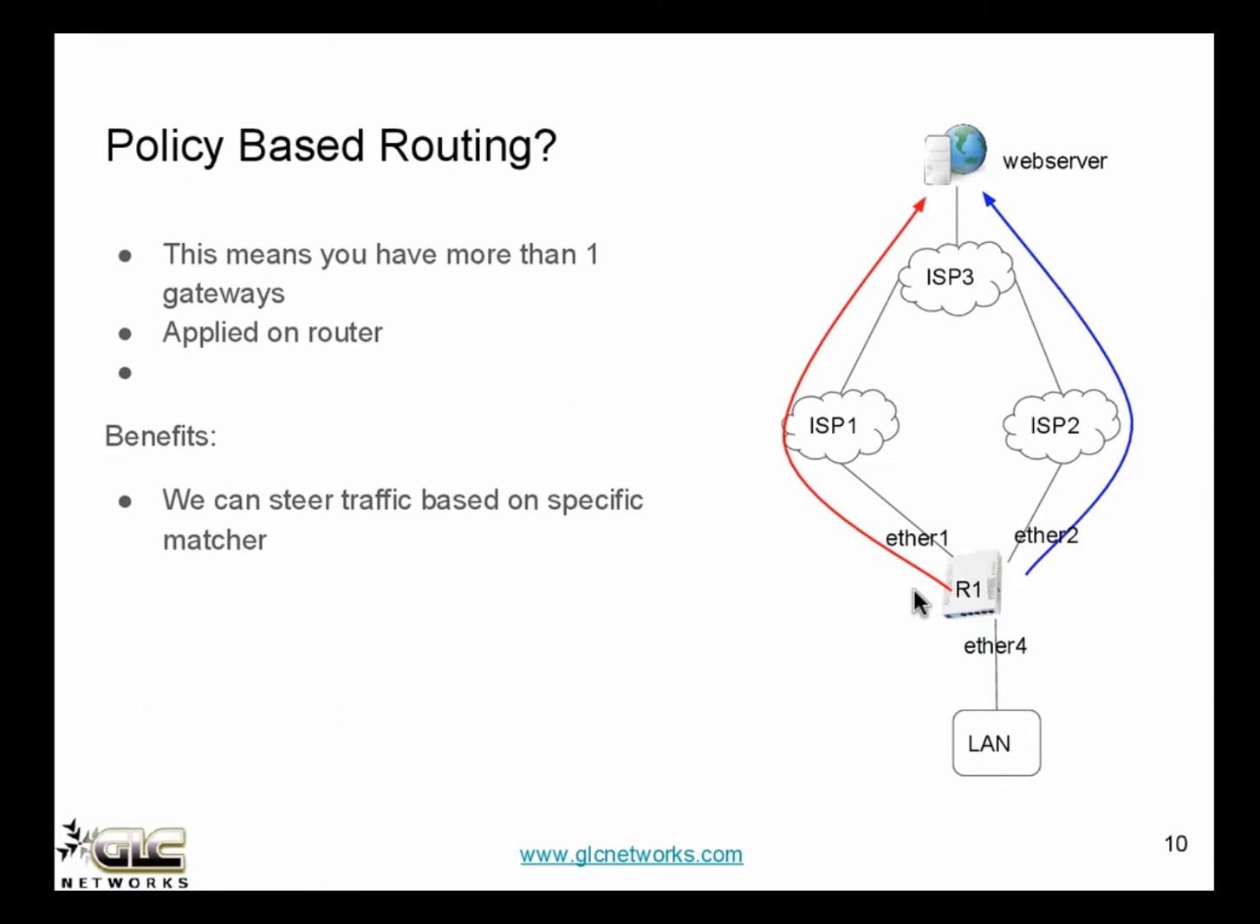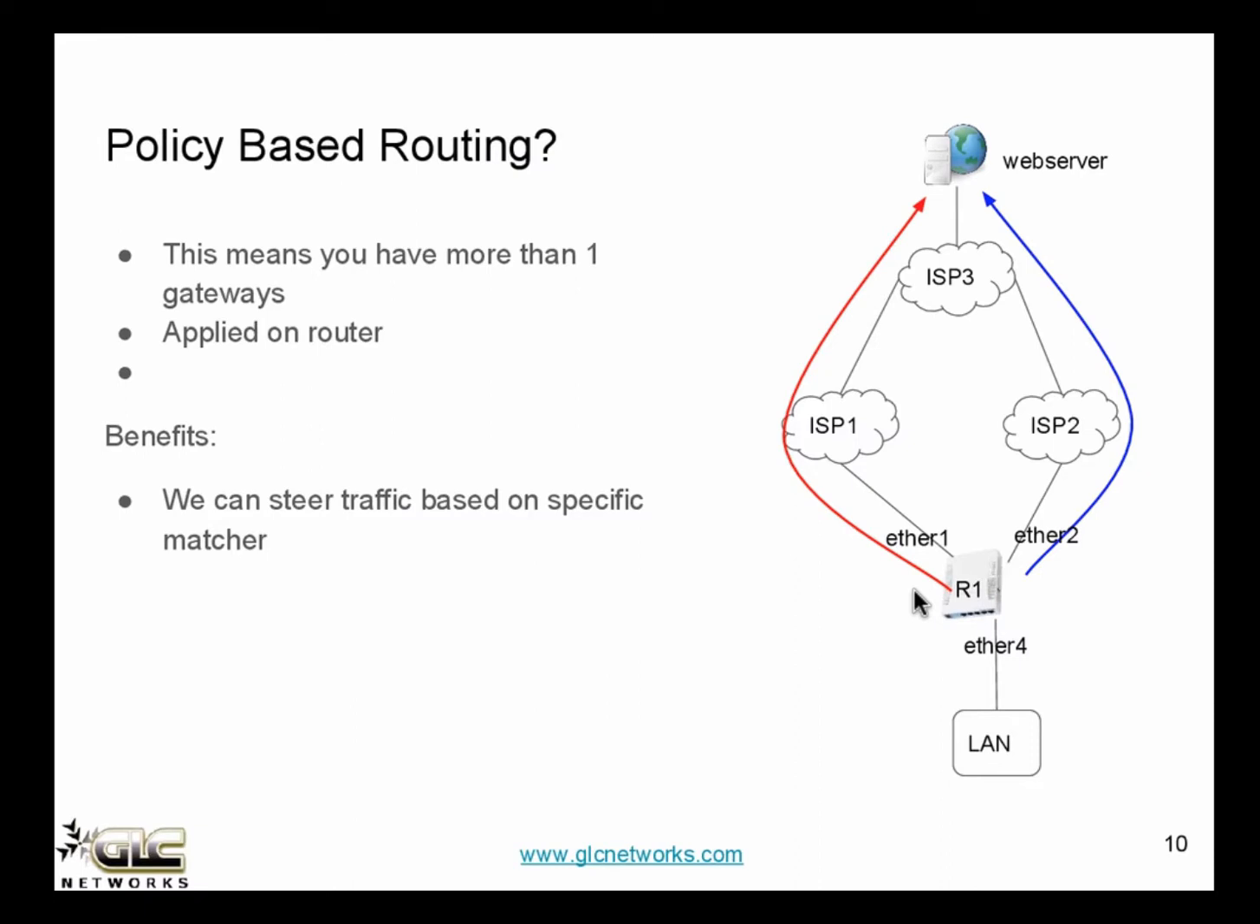Because with policy-based routing, if you only have one gateway, it doesn't make sense. Well, you can do it, but what's the point? You just always go through that direction. You don't have any alternative to go to a destination. So that's the requirement for policy-based routing. Well, it's not a strict requirement: you can apply policy-based routing on a single gateway, but it's useless. How can you steer the traffic?